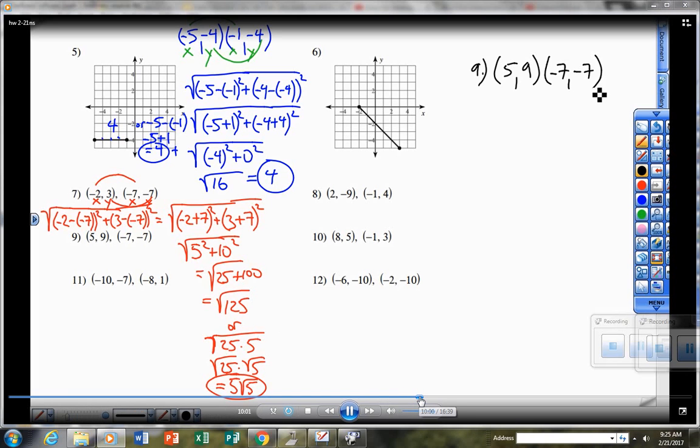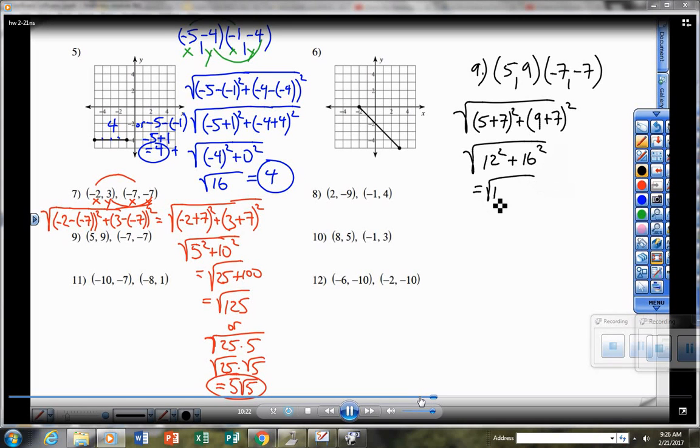All right, number 9. 5, 9, negative 7, negative 7. That's going to be 5 minus minus 7, which is 5 plus 7 squared. Plus 9 minus minus 7, again, is 9 plus 7. Whenever you subtract a negative value, that is a double negative, that turns to plus. That gives me 12 squared plus 16 squared.